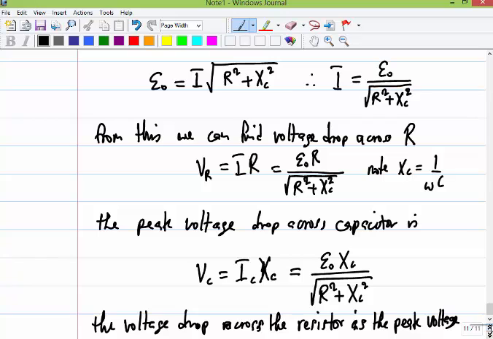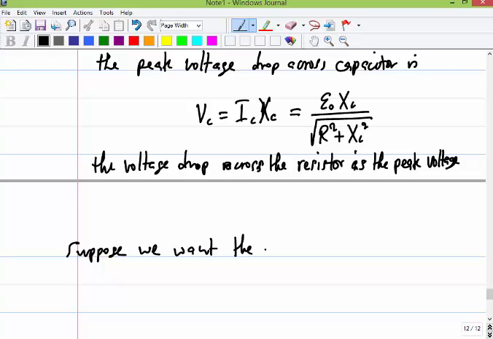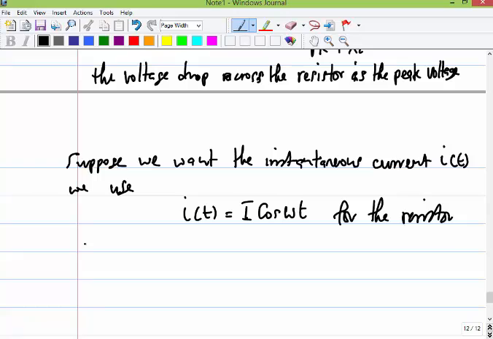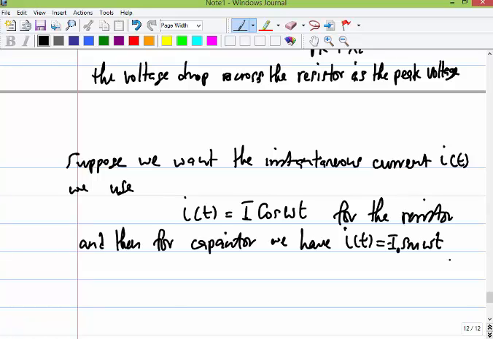And if we want to find the instantaneous voltage, then we'll just take that I value and use it with our value for current. Suppose we want the instantaneous current, I of t. We use I of t equals I cosine omega t, like that. So we can use this for the resistor, and this is what we had for the capacitor.